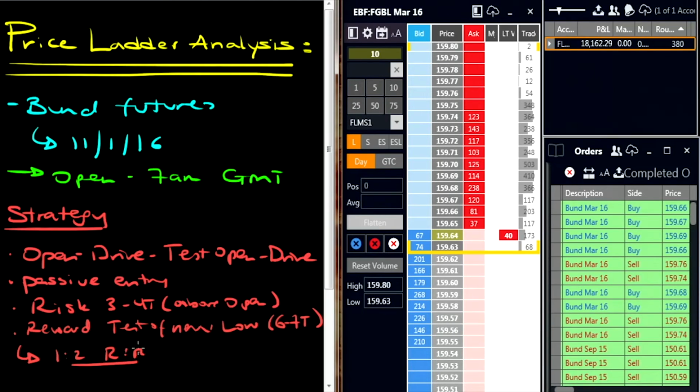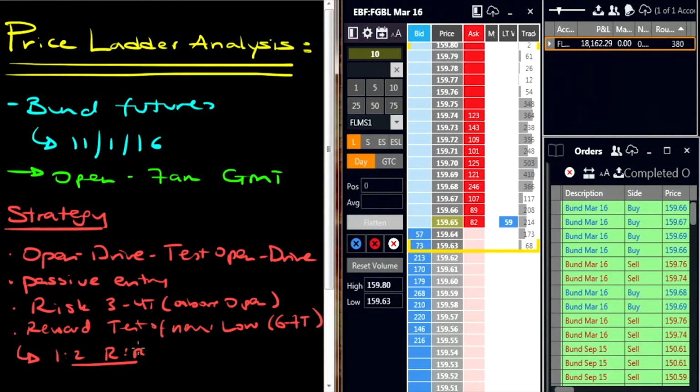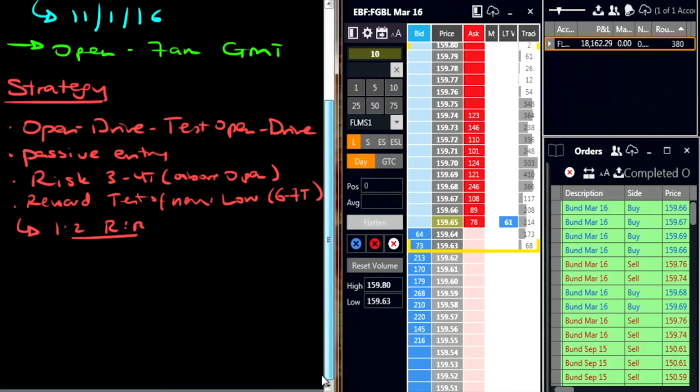There are traders that trade just 1-to-1 risk-reward, but they know they have such a high probability of taking that 1 or 2 ticks every single time that they'll take a 1-to-1, or maybe even slightly worse than 1-to-1, maybe a 2-to-1. But in any case, that's more or less what we're looking for. That's kind of the strategy.